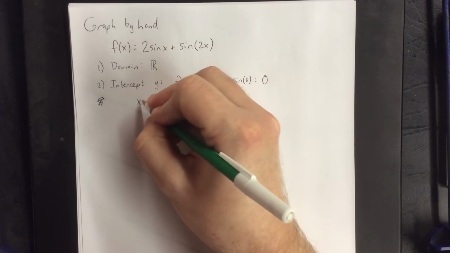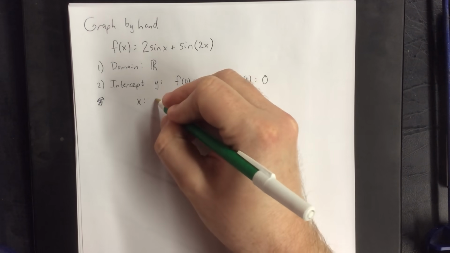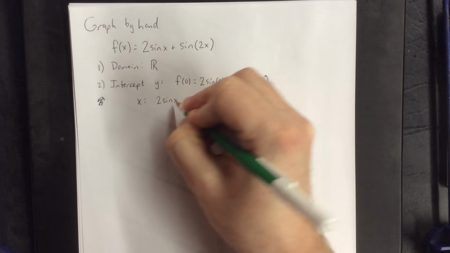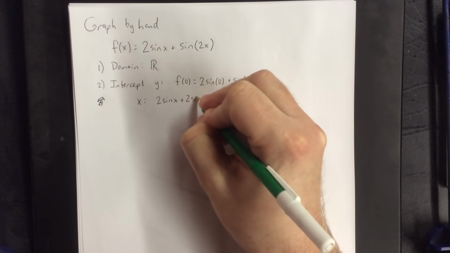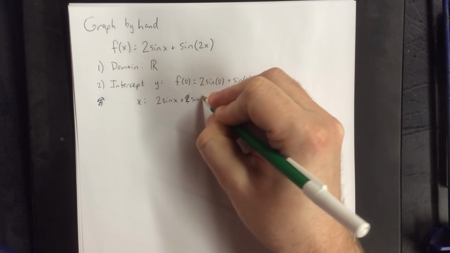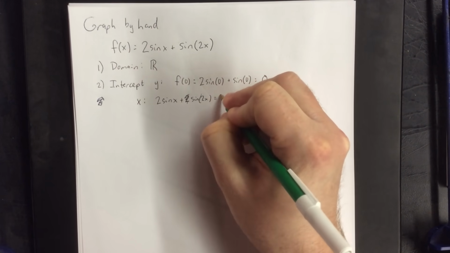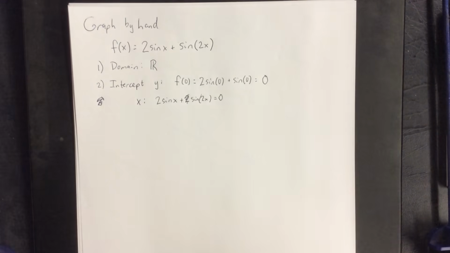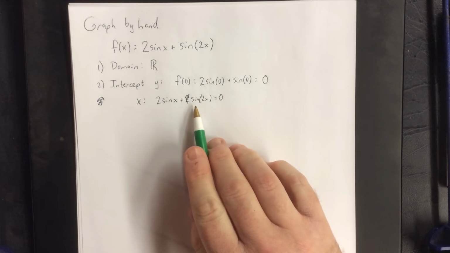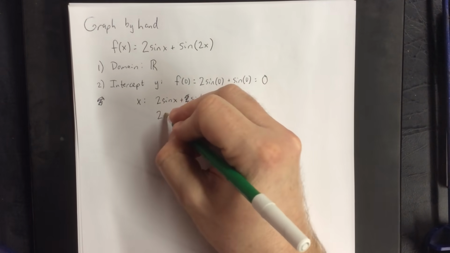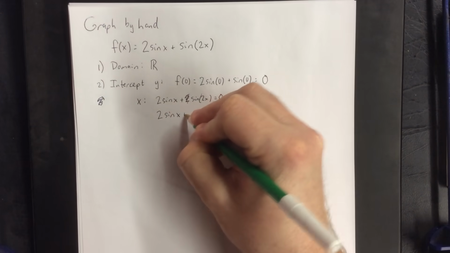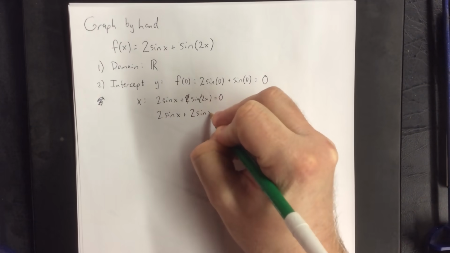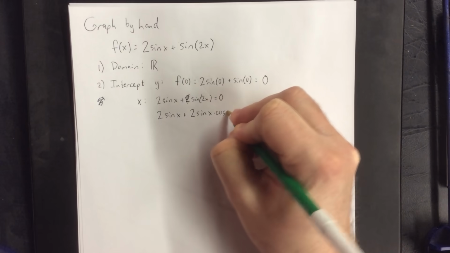We need x-intercepts. For x-intercepts, we're going to be setting our function equal to 0, and we will be solving for x. Now, first off, this is a lot easier to deal with when we're dealing with the same angle on all of our trig functions, so I'm going to apply a double angle identity to the sine of 2x.